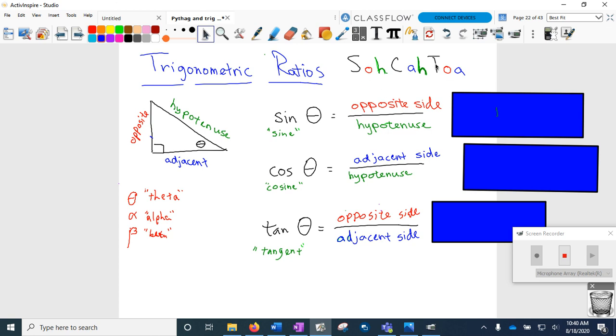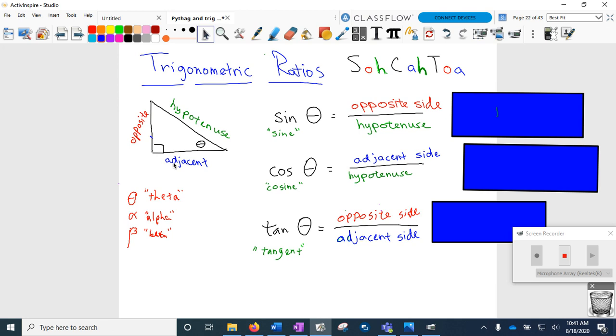Now, if we're going to use this, the most important thing we can do when we see a triangle is to label it. Always label the hypotenuse across from the right angle. Figure out where theta is. The opposite side is across from it. Label that. And the adjacent side is next to it. Now, this can't be the hypotenuse we've already labeled. It's the other side that's next to it. That's the adjacent. Okay? And abbreviations might be helpful.